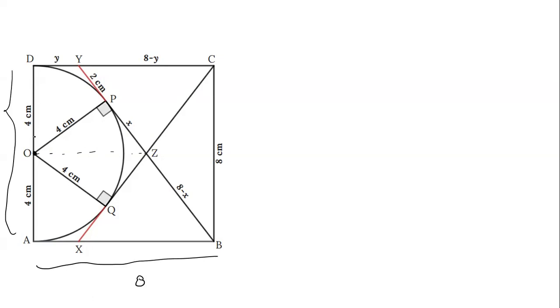O is the center of the semicircle. So this is radius and this is also radius, and both are equal to 8 divided by 2, 4 centimeter. So the radius of the semicircle is 4 centimeter. Now we know this OP distance and OQ distance are also equal to 4 centimeter because they are also equal to the radius. And the figure is symmetric about this line OZ.